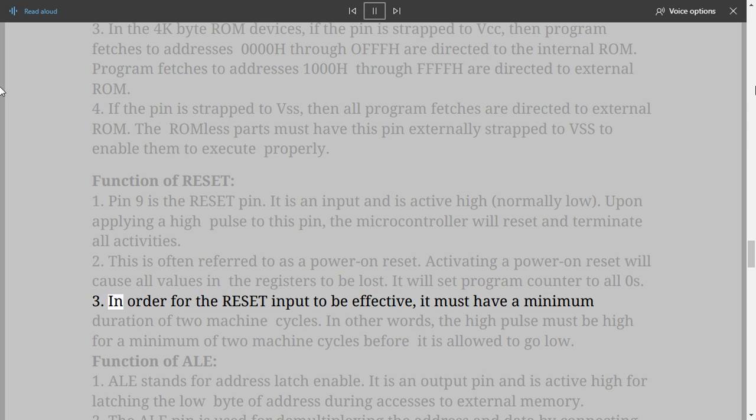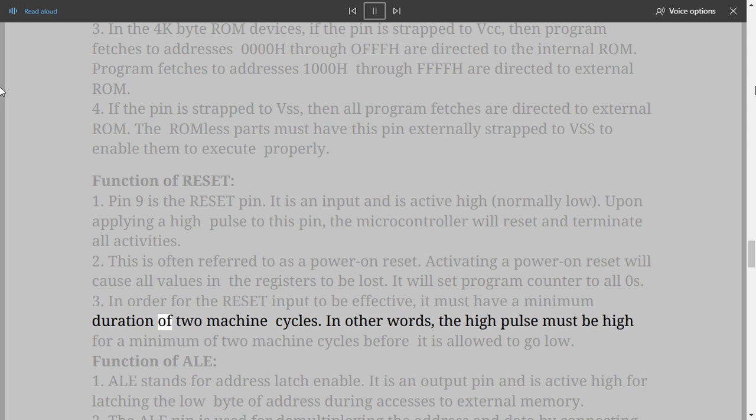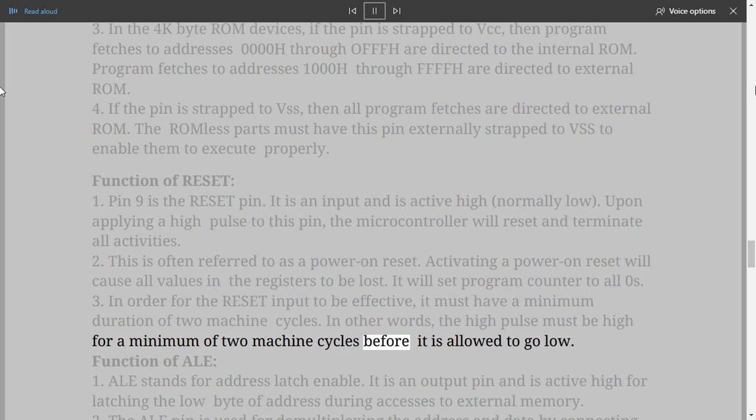3. In order for the reset input to be effective, it must have a minimum duration of 2 machine cycles. In other words, the high pulse must be high for a minimum of 2 machine cycles before it is allowed to go low.